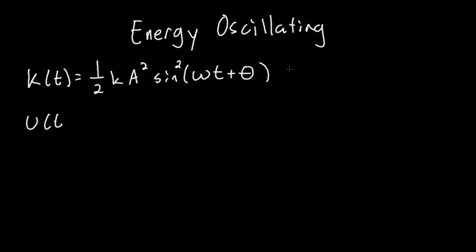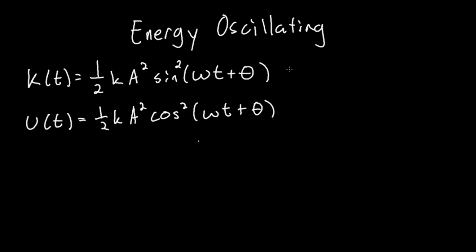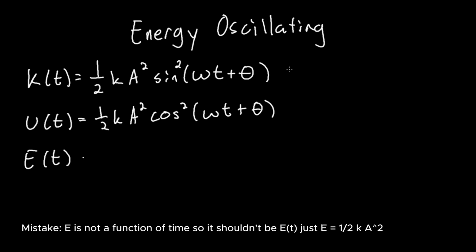Your potential energy, U, of your system is calculated by 1/2 ka squared. So the first three factors are the same, times the cosine squared of angular frequency times time, plus your phase shift. Now your total energy, E, is equal to your kinetic plus potential.